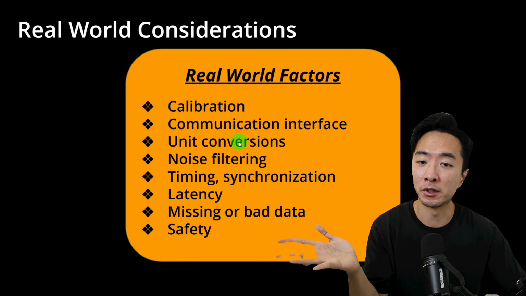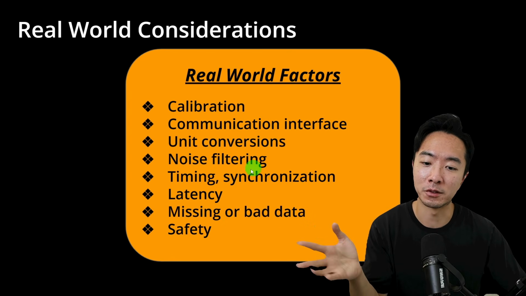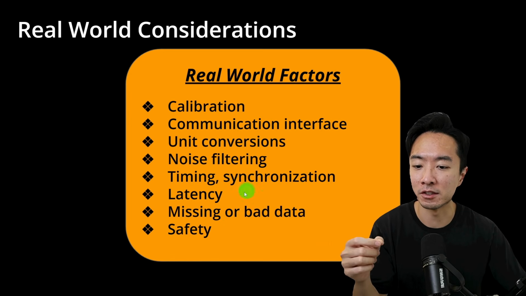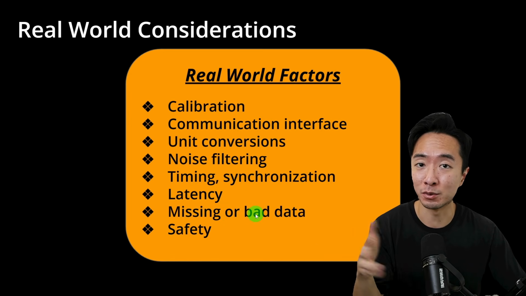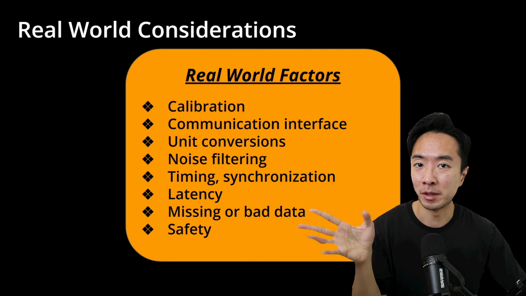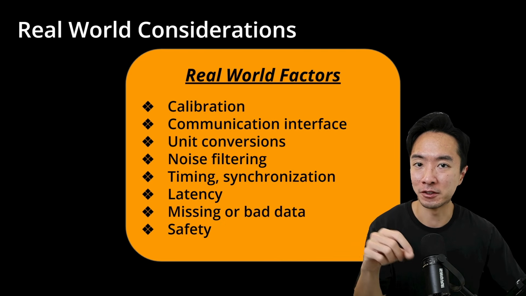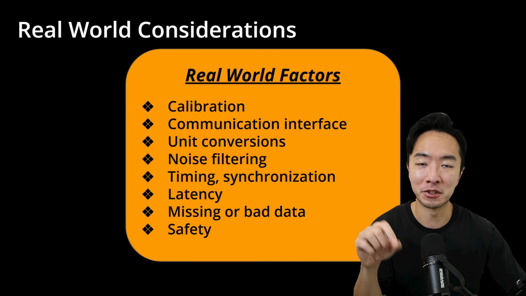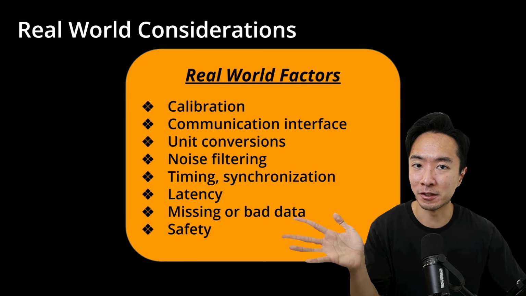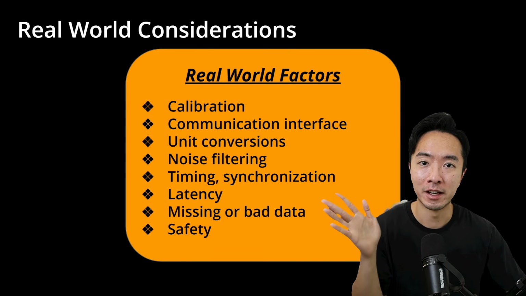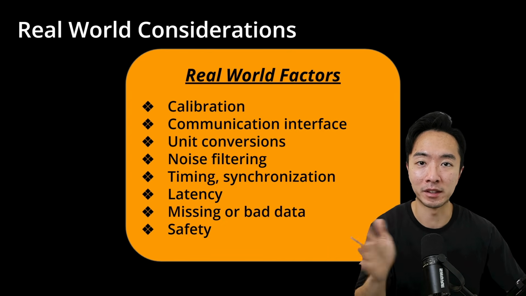You might need to convert your units. There might be noise you have to filter. There might be timing and synchronization issues. There could be latency. There could be missing or bad data. Maybe you need to swap out a different sensor. That was actually a problem I had in my project. I had to swap out my encoder because my initial encoder reading implementation wasn't working. So there are a million things that could go wrong when you deploy on hardware, and you have to go through that entire checklist to see that everything is working as you expect.